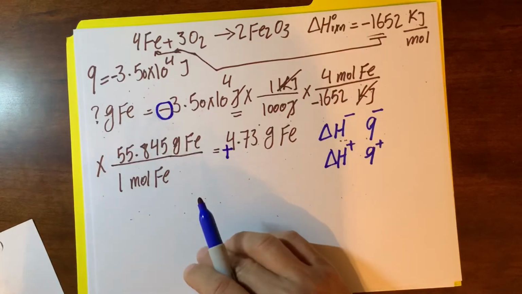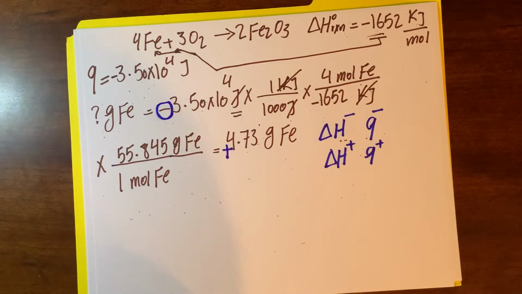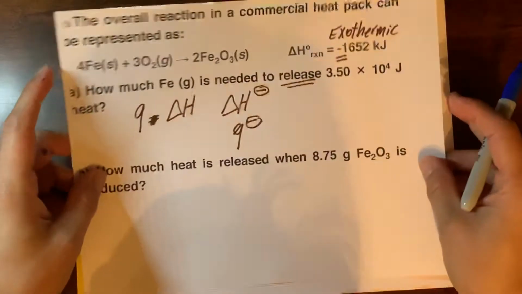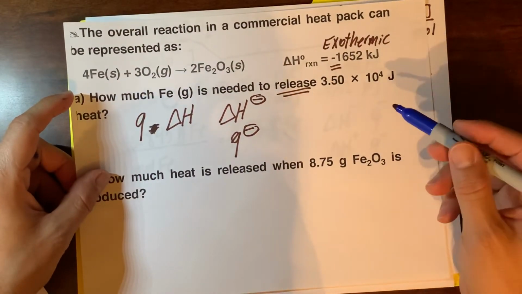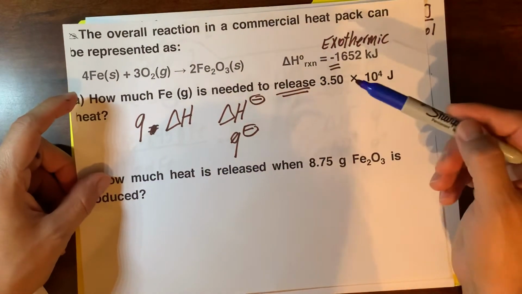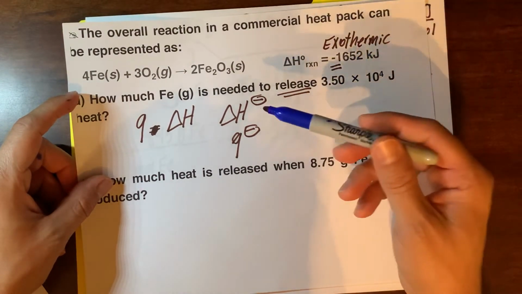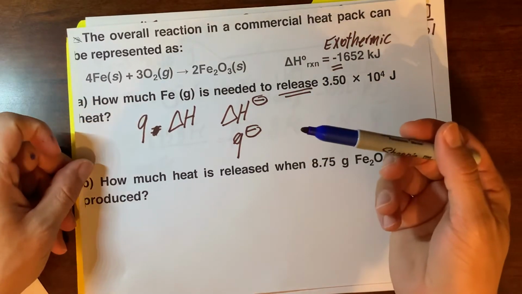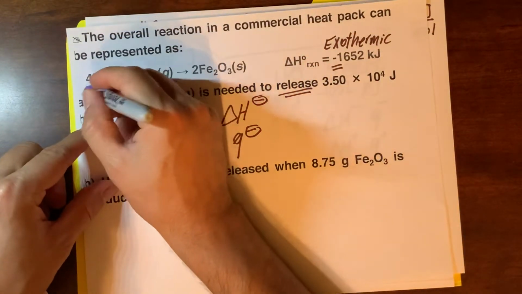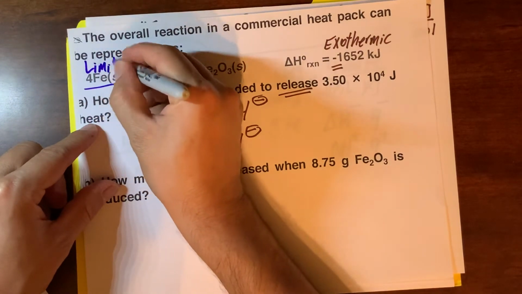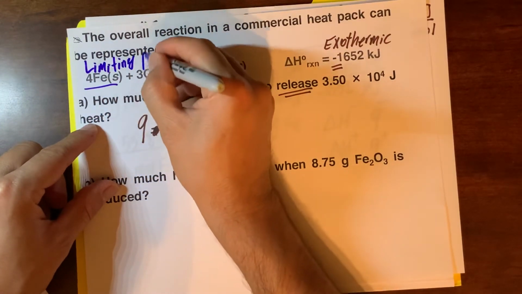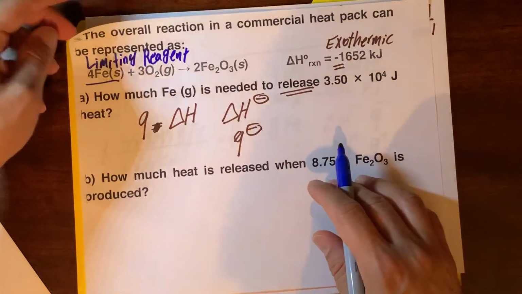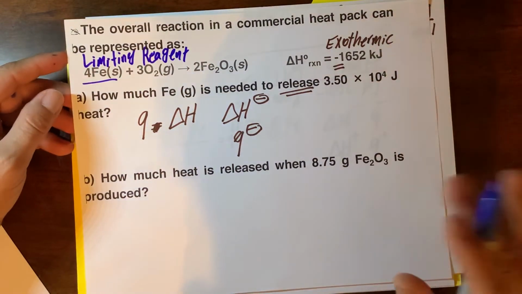Okay, so we got the first part of the question. The first part is asking how much iron we need to use. How about oxygen? In this case, they did not talk about oxygen. That means oxygen is the one that we have in excess. We have plenty of oxygen, so iron is the limiting reagent. They did not talk about oxygen, so assume we have excess oxygen.